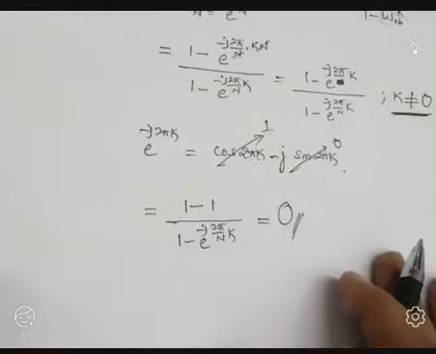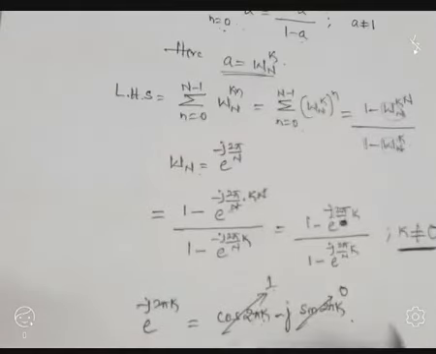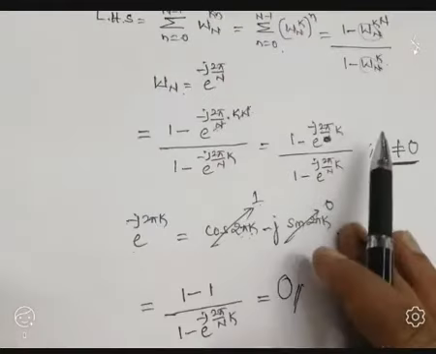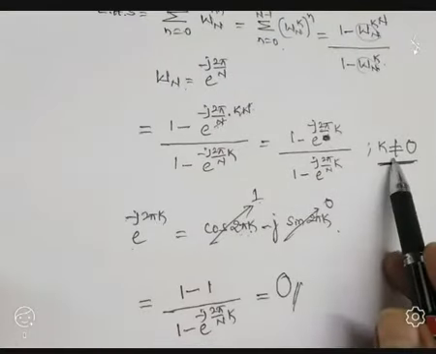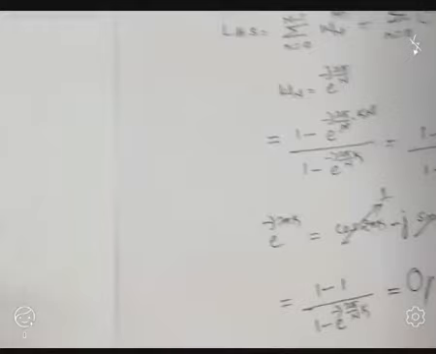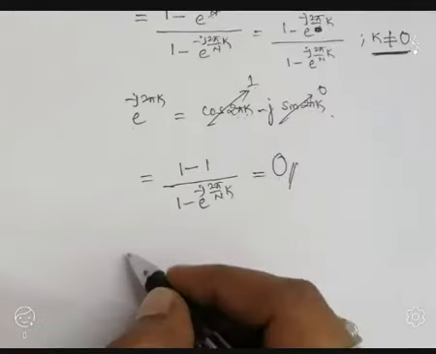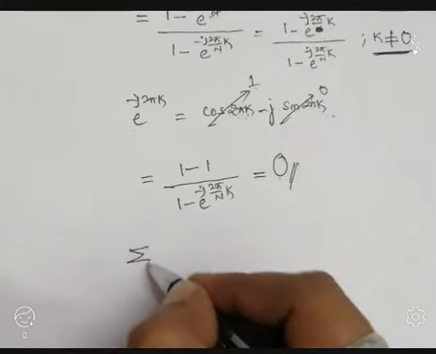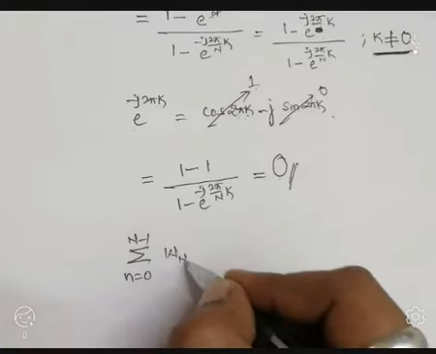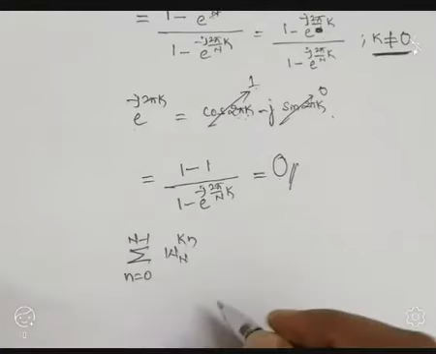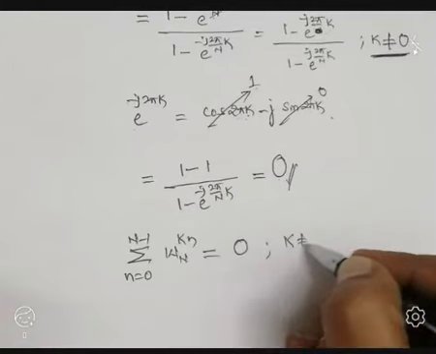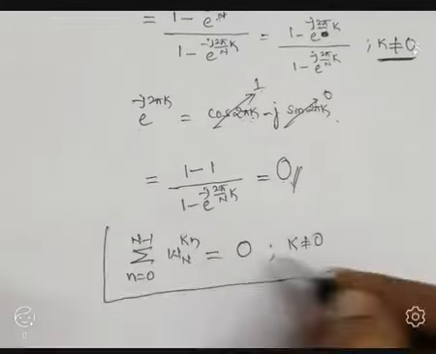So what is the case? In the LHS we took, with the help of the summation formula, we simplified, and we took the condition k is not equal to 0. What is the answer? We got 0. So let us summarize the answer. Hence summation n equal to 0 to N minus 1 of W_N to the power kn, this is the given thing, is equal to 0 if k is not equal to 0. This one we got correct.